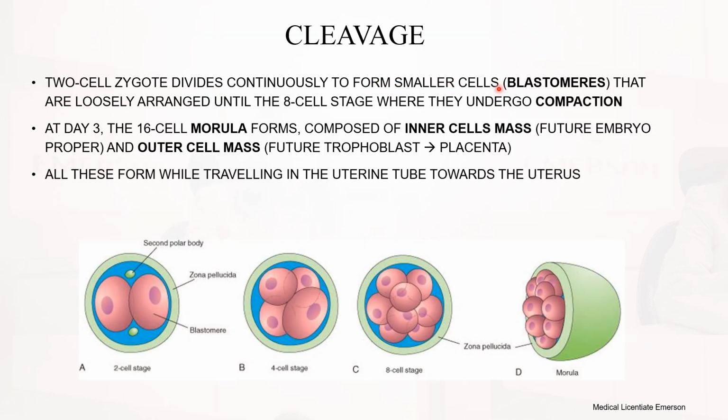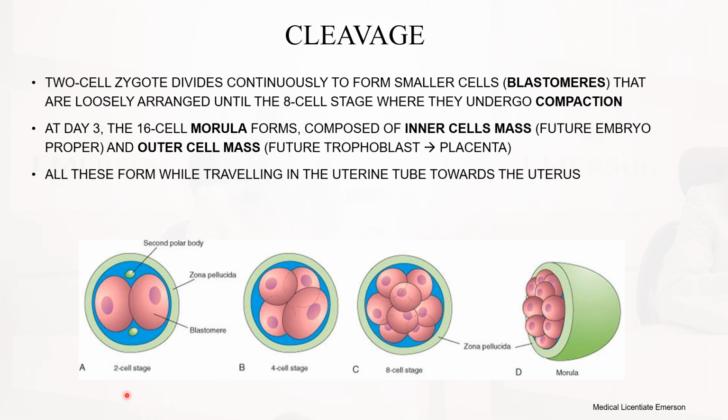To form smaller cells, which we call the blastomeres. So they are loosely arranged until the 8 cell stage, where they undergo compaction. Meaning at the 2 cell stage, they are going to be duplicating, but they are loosely arranged until they reach the 8 cell stage, where they undergo compaction. Then at day 3, they reach the 16 cell stage. The 16 cell stage is called the morula. The morula is composed of the inner cell mass, which is the future embryo proper, and the outer cell mass, which is the future trophoblast, which of course will form the placenta. All these form while traveling in the uterine tube towards the uterus. That's also what you need to understand.